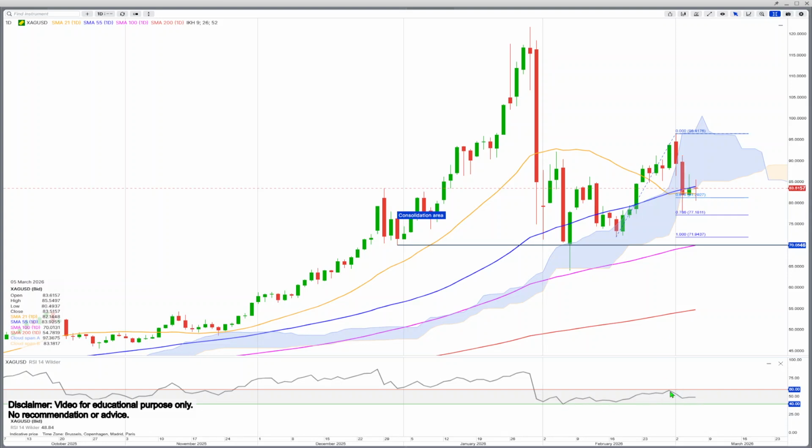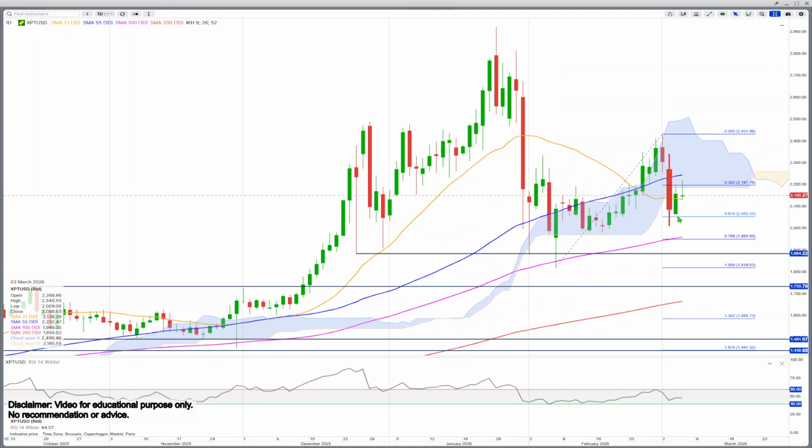But it needs to close it back above the 60 threshold to really further confirm that the bullish trend will prevail. That could be good or bad. If it takes out the lows from the 3rd of March at 77.95, well, then we could suddenly be looking at the levels down here at 70 again.